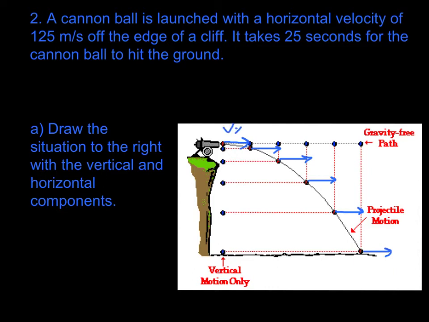And we should label that Vx. Then, as you put in your vertical velocity, at the very first spot, the vertical velocity is 0 because gravity has not yet begun to accelerate the cannonball. And then, as you draw your arrows, they should get longer as the projectile falls because the acceleration due to gravity is making the projectile fall faster.